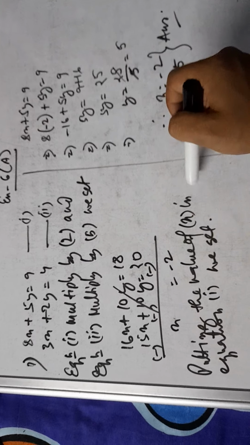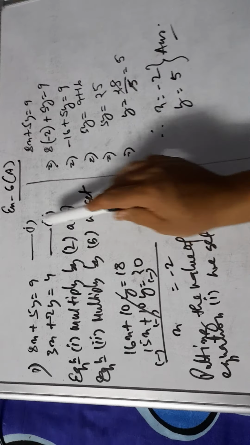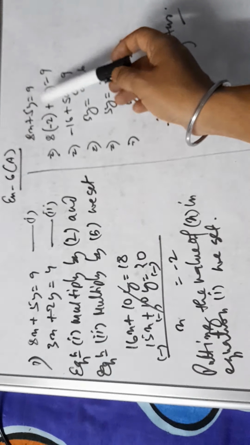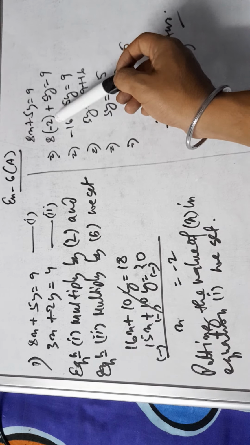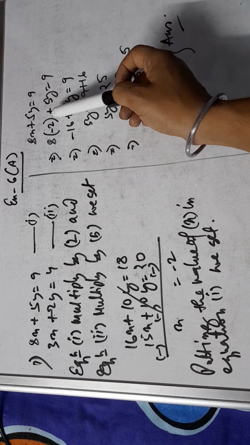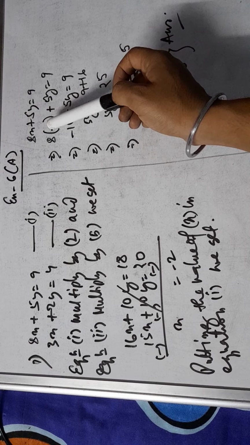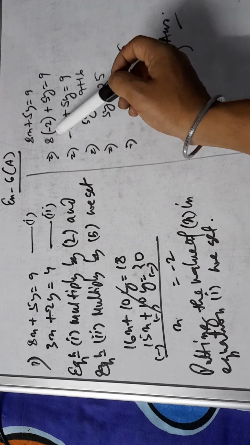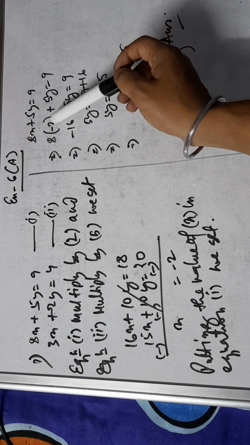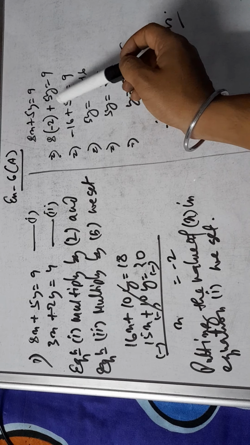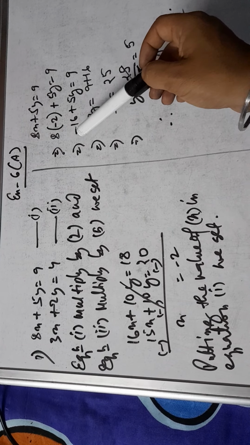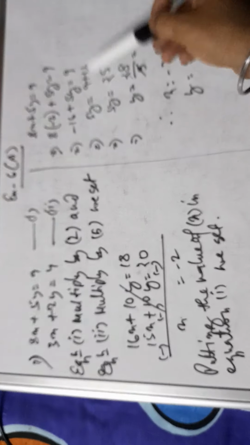Now putting the value of x in equation 1, we get 8x plus 5y equal to 9. In the place of x we write minus 2, so 8 into minus 2 plus 5y equal to 9. So 8 2s are 16, minus 16 plus 5y equal to 9. So 5y equal to 9 minus 16, which will go to that side and convert into plus 16.